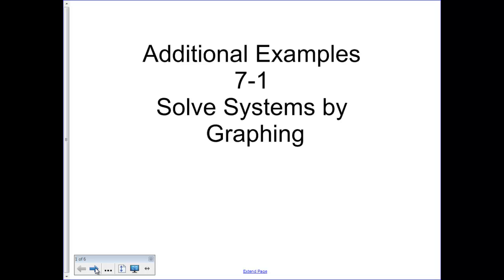Hello and welcome back. These would be some additional examples for Chapter 7, Section 1, Solving Systems by Graphing. There is a PDF available if you'd like to print it out and follow along.